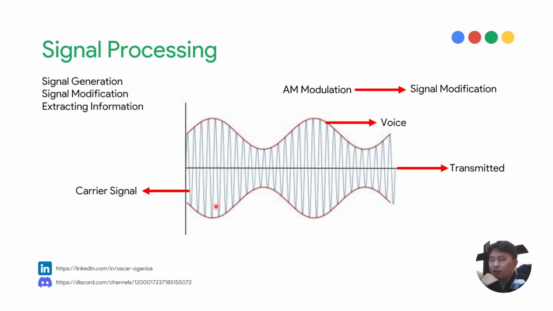Then again, you extract information from that analog signal into a digital signal, or vice versa, from digital signal to analog signal, which is what we read or hear. Okay? So that's how signal processing works. So in our next video, next presentation, I will study more on how technically signals are being processed. But that's the idea of how signals are being processed using generation, modification, and extracting of information.